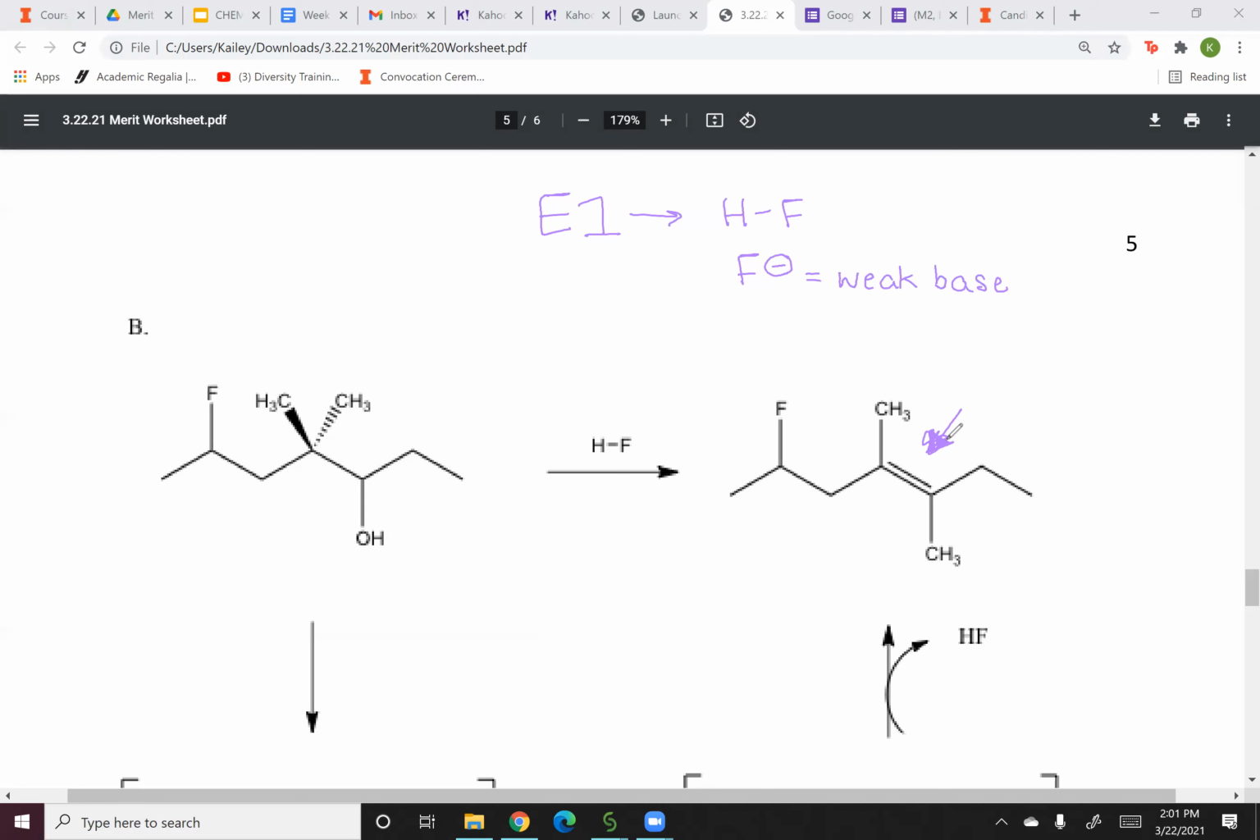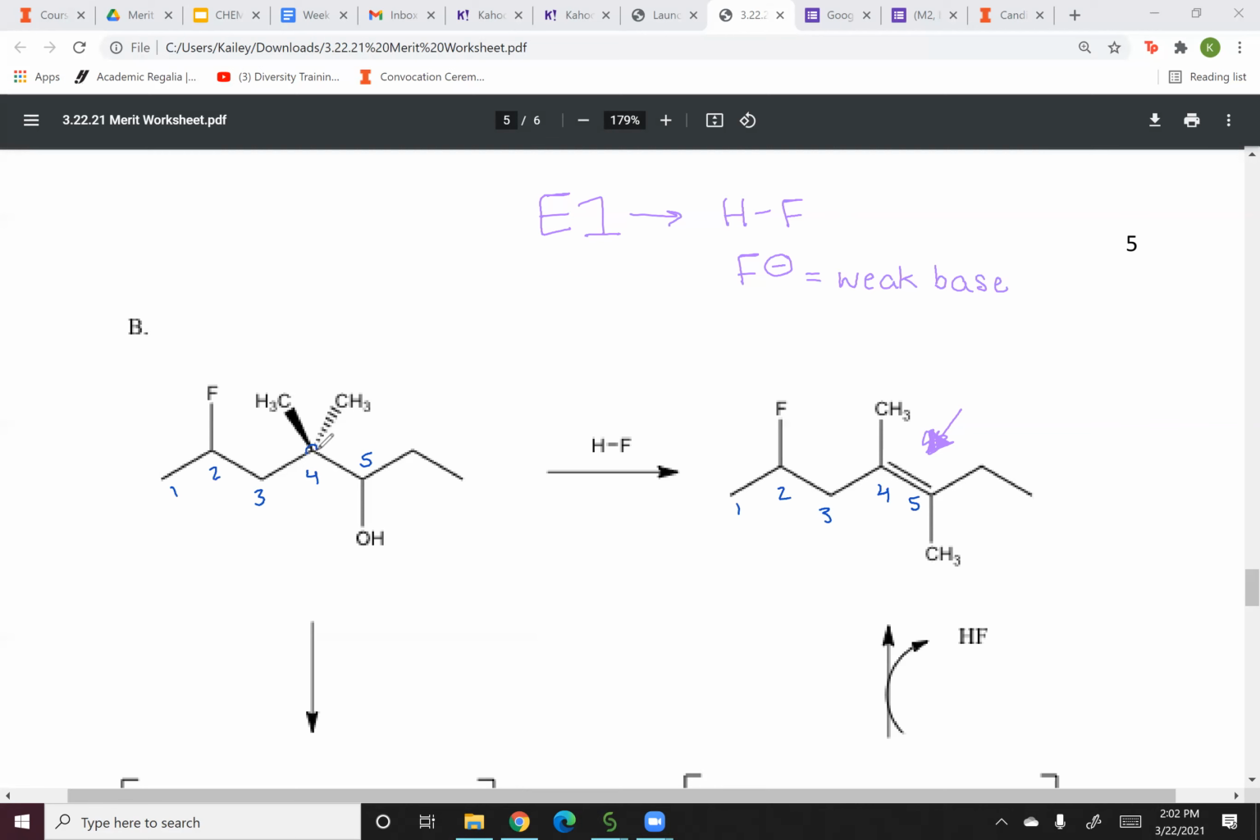Does anybody have another reason with why this would be E1? Another reason to support E1? Yep. Yes. So we also see a carbocation rearrangement here. So carbocation rearrangements, remember, tell you that it has to be either E1 or SN1. If we look at the structure of our reactants and products, I'm going to go ahead and number my carbons here. And I'm just arbitrarily numbering them so that it's easier to compare. You have a better side-by-side comparison.